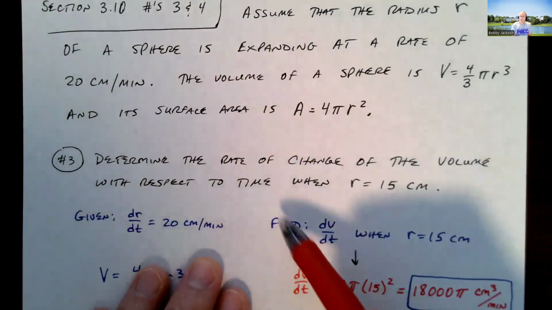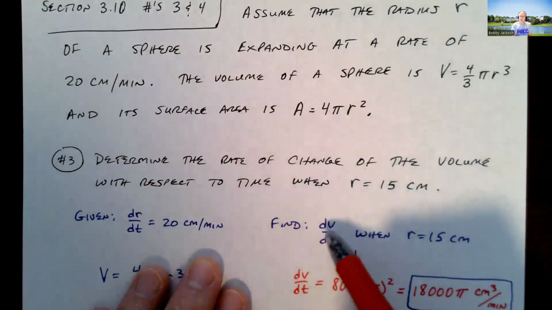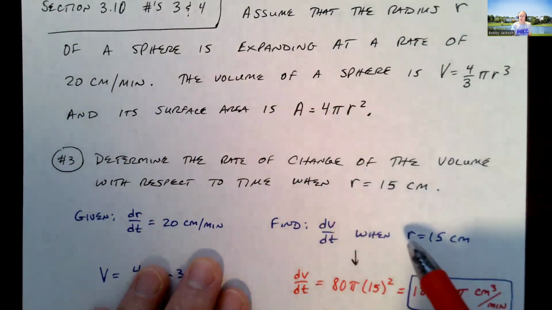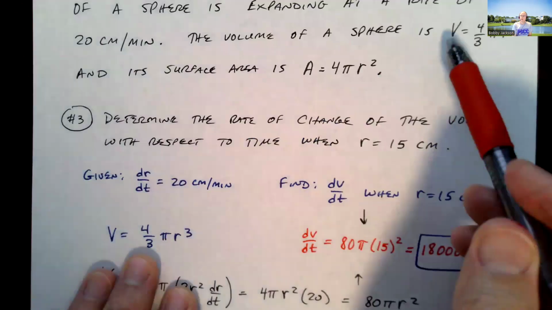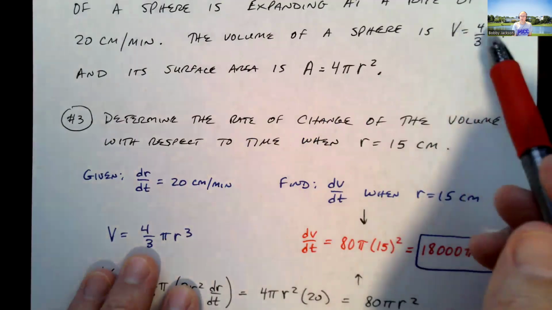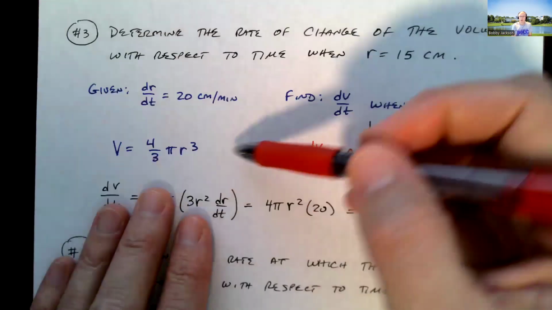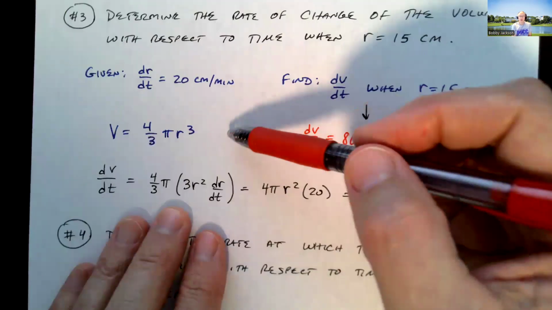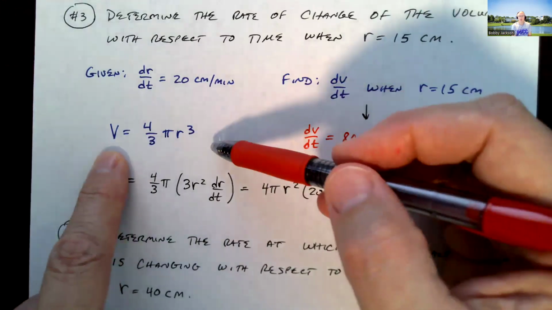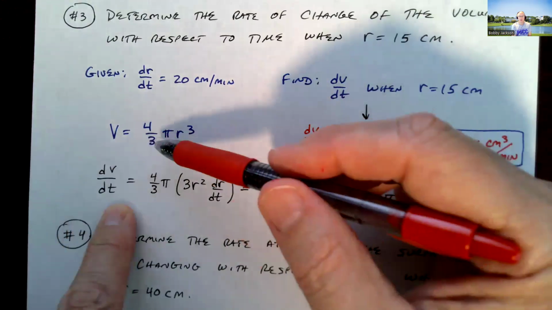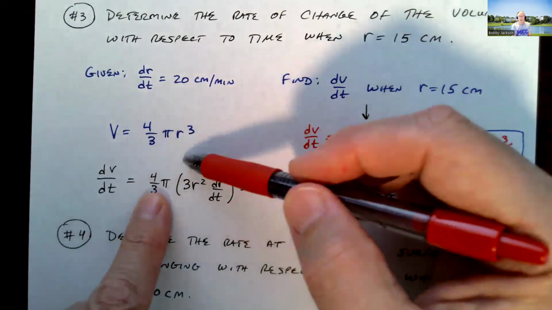And we're asked to find what? In this case, the rate of change in the volume, dv dt, at the instant when the radius is 15 centimeters. So I'm going to, of course, use the formula for the volume of a sphere. That's the equation that relates our variables of interest. I take the derivative with respect to time, both sides. So the derivative with respect to time of v is just dv dt. Here, 4/3 pi is a constant.